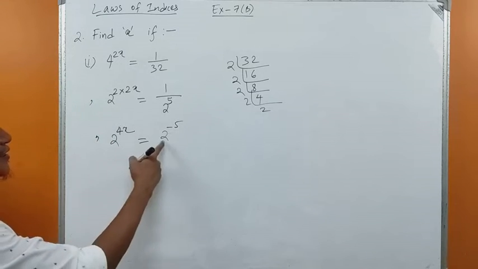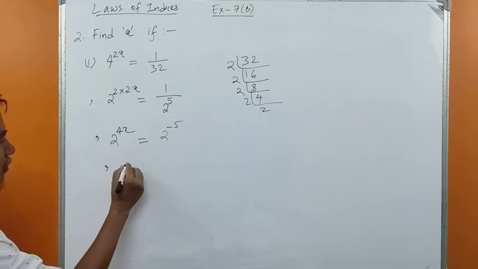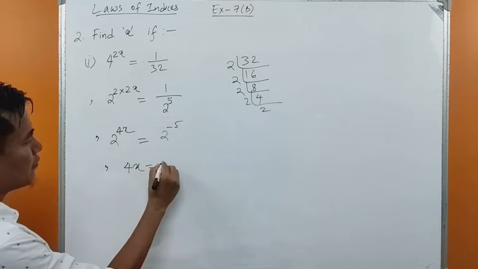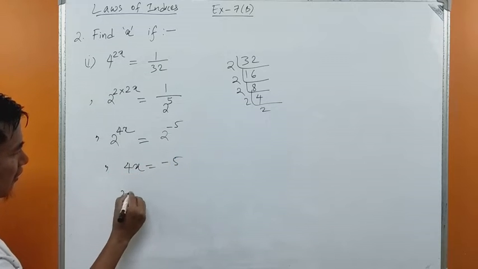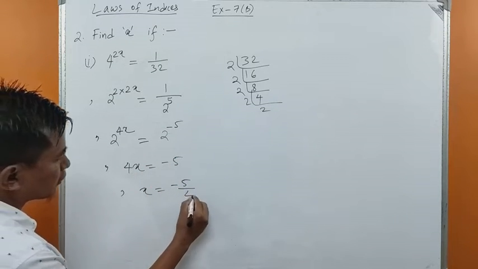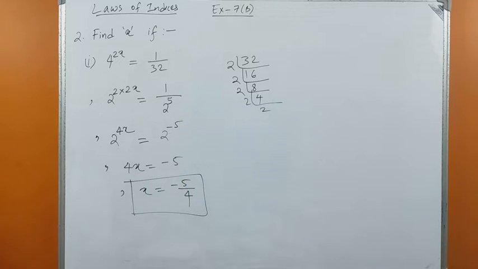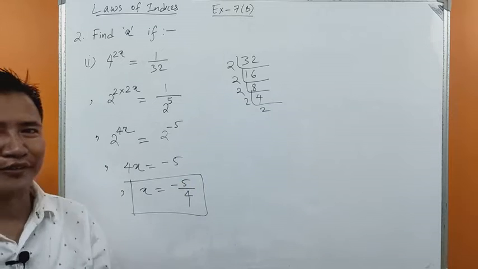Now you can see the bases are equal, 2 and 2. This means the powers will also be equal. 4x equals minus 5, or x equals minus 5 upon 4, as this 4 comes down to the denominator. Okay. So the value of x is minus 5 upon 4. Now let us do question number 2 of 2.